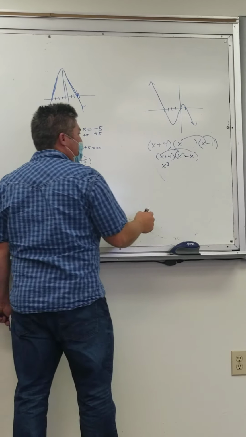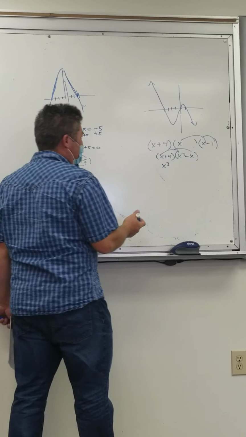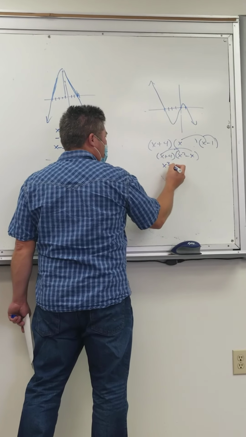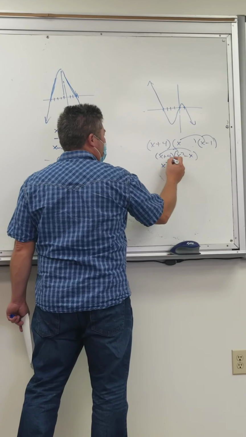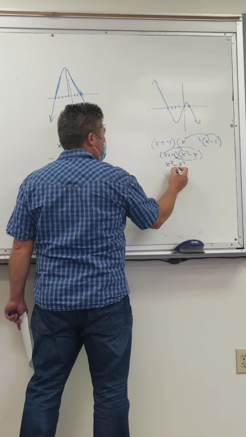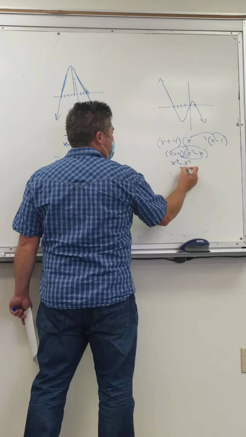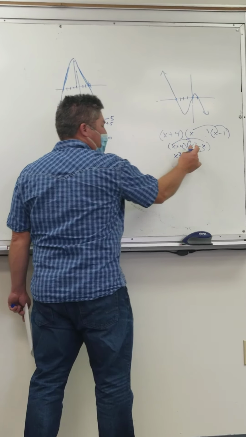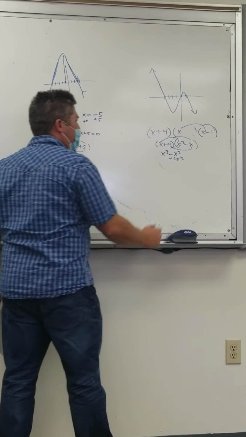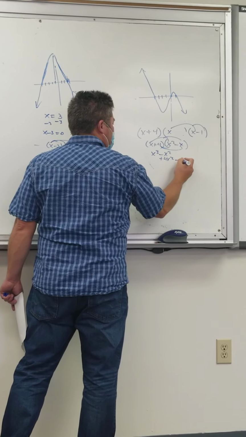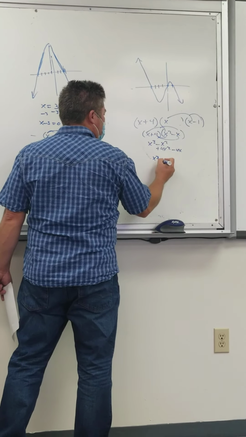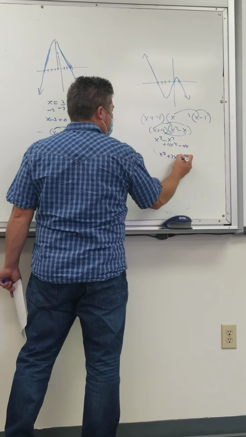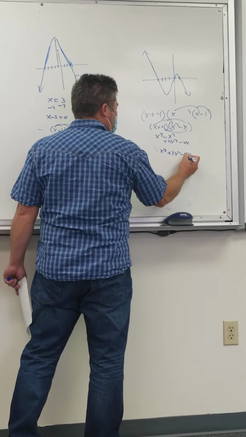A lot of kids miss that. I hear a lot of kids go 2x squared. No. We're adding the exponents. X cubed minus what? X squared. Very good. Distribute the 4. What do I get? Positive 4x squared. Notice where I wrote that. I wrote it right underneath the other x squared, so I lined those up. And then what? Minus 4x. And then I have x cubed plus 3x squared minus 4x.